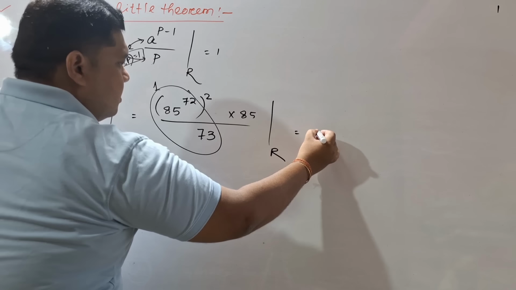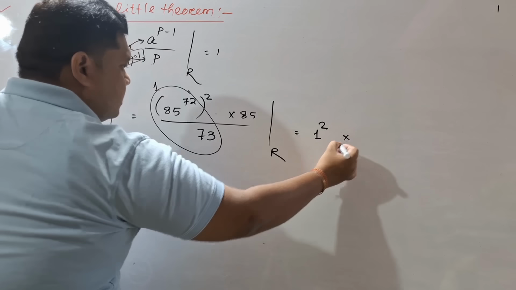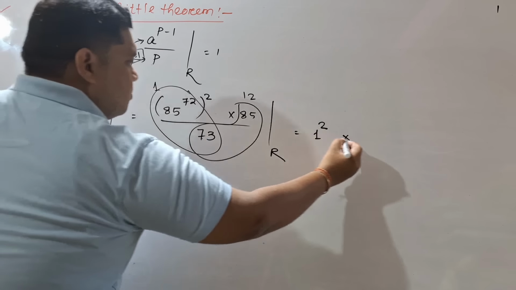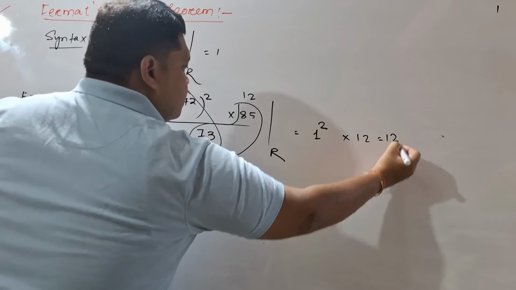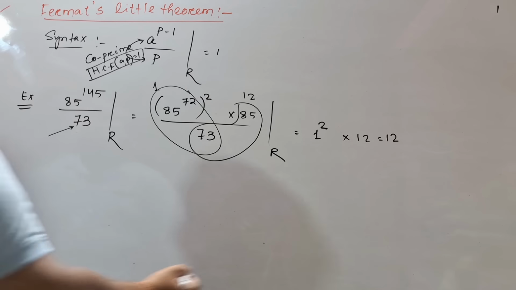So this is 1 and here the power is 2, so 1 squared. The operator is multiplication. Now 85 divided by 73, the remainder is 12. So 1 into 12, the answer is 12. Okay, the answer for this question is 12. Write it down. The answer here is 12.